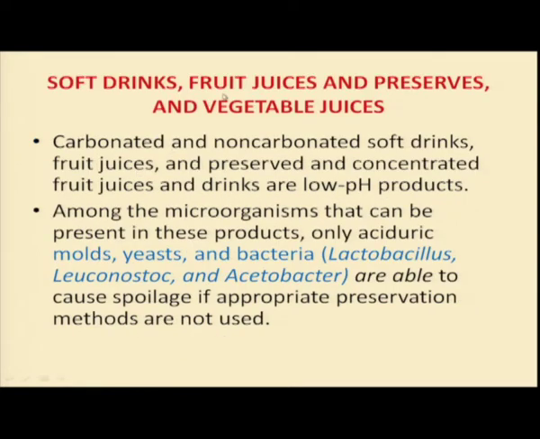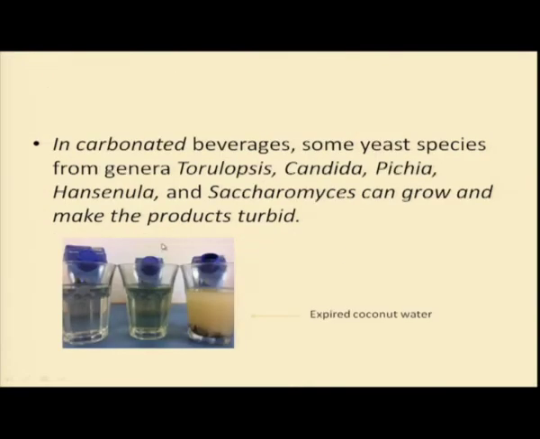Now, soft drinks, fruit juices, preserves, vegetable juices. This can be both carbonated and non-carbonated. Fruit juices and preserved and concentrated fruit products. All of these are low pH products. And so, because of the low pH, the only microorganisms which are capable of spoiling them are going to be acidic molds, yeast and bacteria. So, if appropriate preservation methodology is not used during the storage of these products, then the spoilage is going to be caused by the acidic molds, yeast and bacteria.